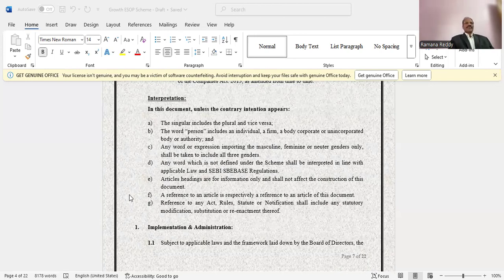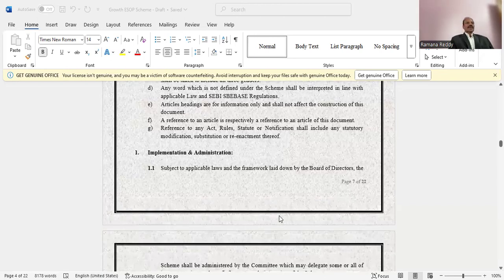Even though it is a lengthy document, once again I am reiterating, stay till the end because these are the basic technical terms. One should be familiar with them. Then only will you understand the entire scheme and the implementation and administration of the scheme. So, subject to applicable laws, that is the Companies Act, SEBI regulations and employee benefit legislations.